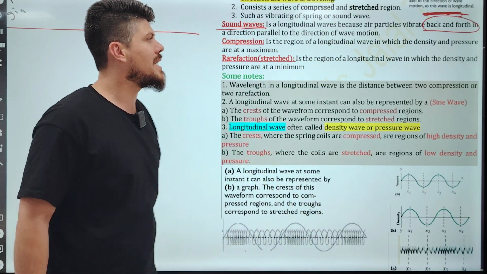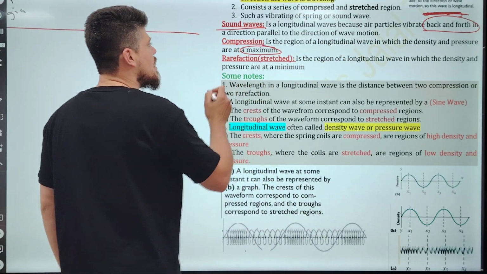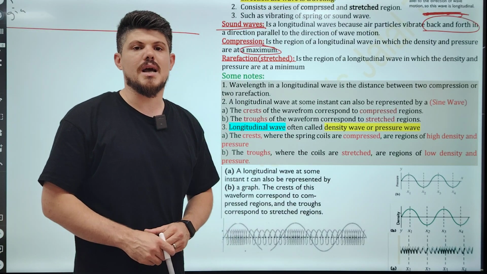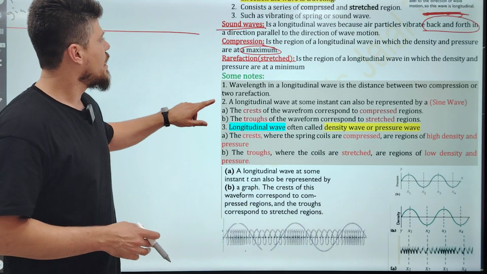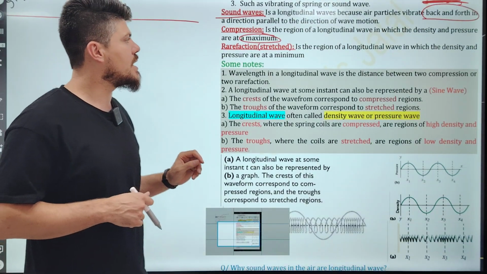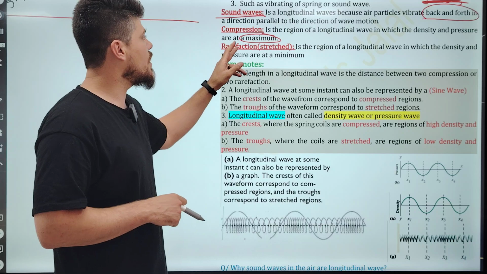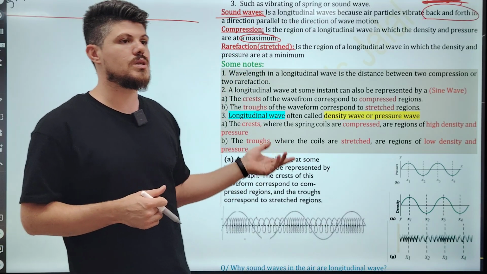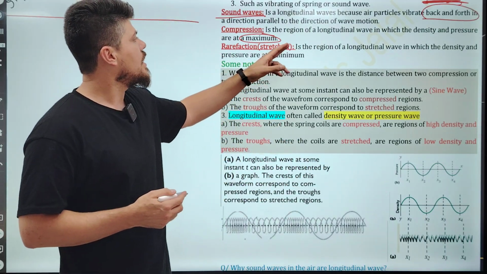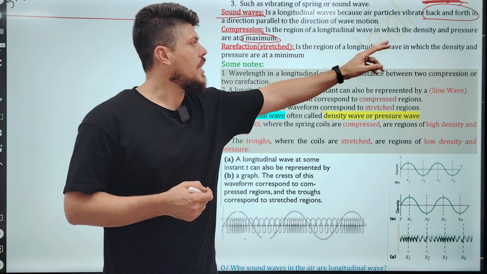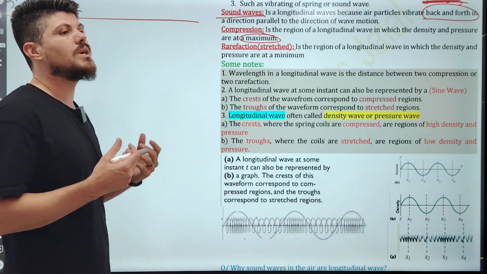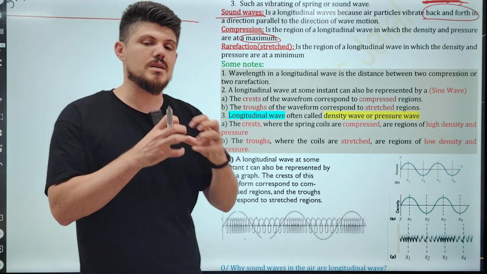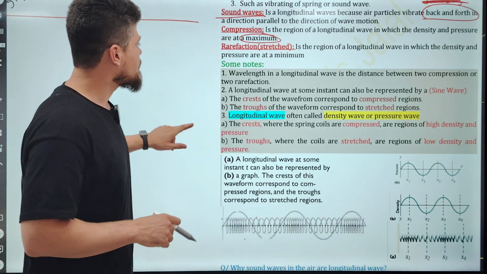Longitudinal wave, in which the density and pressure are at maximum. In a compression region, the pressure and the density have maximum value. Okay? Because it is compressed, that is why it has more density and more pressure. But rarefaction, or sometimes you can say stretch, there is no difference between rarefaction and stretch. You can say both terms. It is the region of a longitudinal wave in which the density and pressure are at minimum, has low density and low pressure, because in this region the particles are moving away from each other.